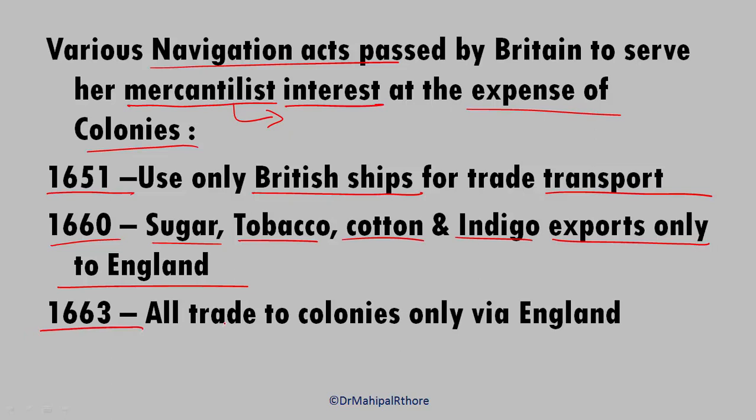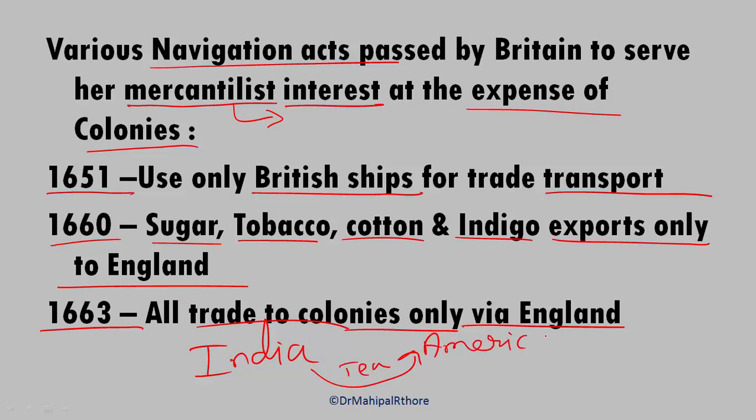Then in 1663, they said all trade to colonies will go via England only. So for example, if the East India Company wants to send tea to America, it cannot send its ship directly from India to America. The ship has to go to London, where all the goods will be opened, unloaded onto the docks, then taxed and again loaded onto ships, and then sent to America. So basically the cost will increase, and the British government will find another excuse to get its tax.